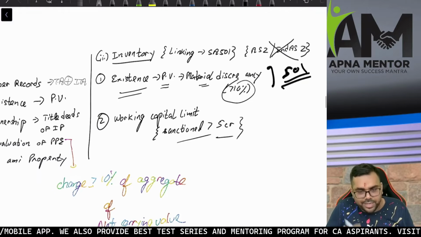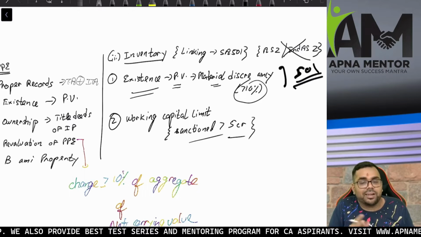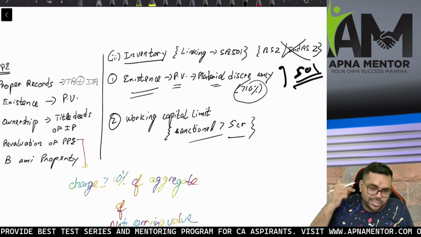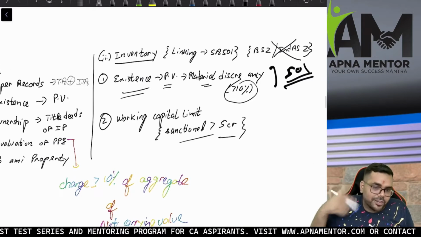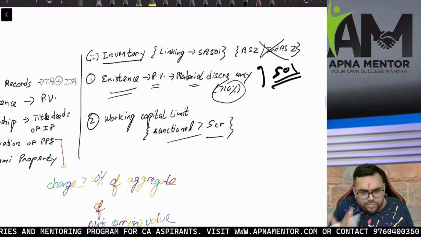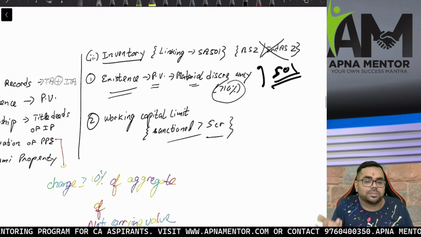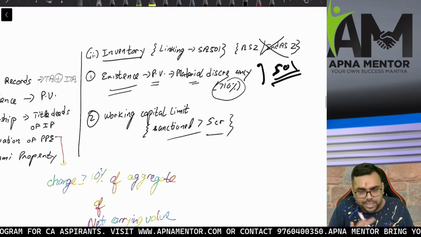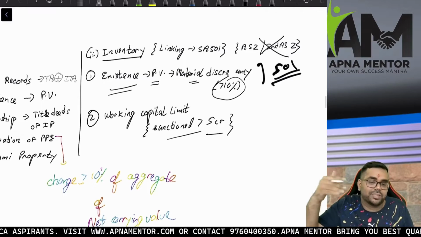So in inventory, again, there are two clauses. Do remember, inventory is not connected with AS 2. AS 2 is a different ball game altogether. That talks about valuation of inventory. And in clause 2, we don't have any connection with AS 2.